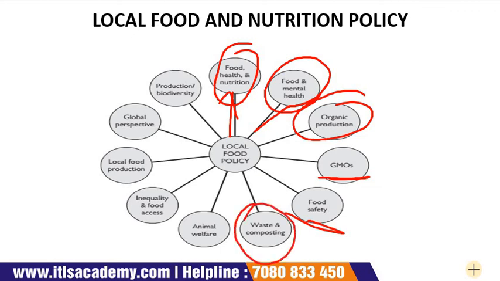Sixth one is your waste and composting. The target is to reduce the amount of waste associated with the production, consumption, and disposal of food that is sent to landfills or incineration. Seventh, local food policy works on animal welfare also, to promote high standards of animal welfare.